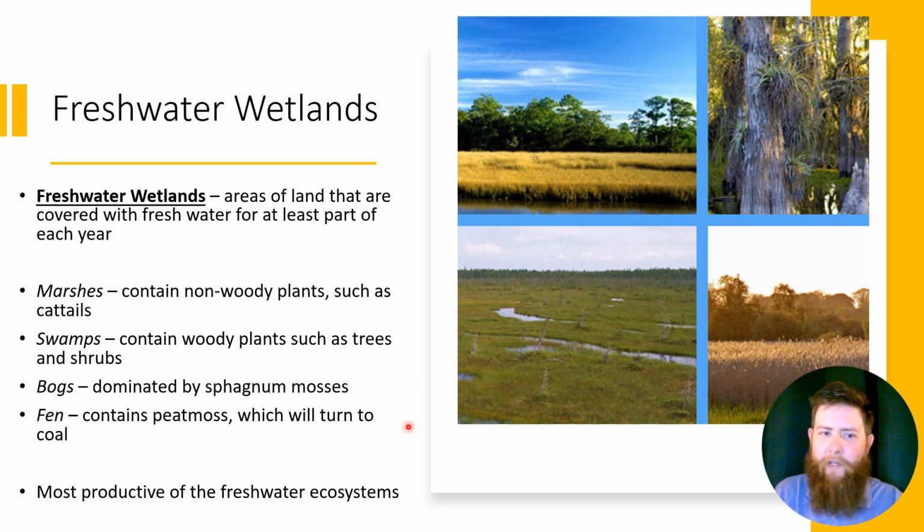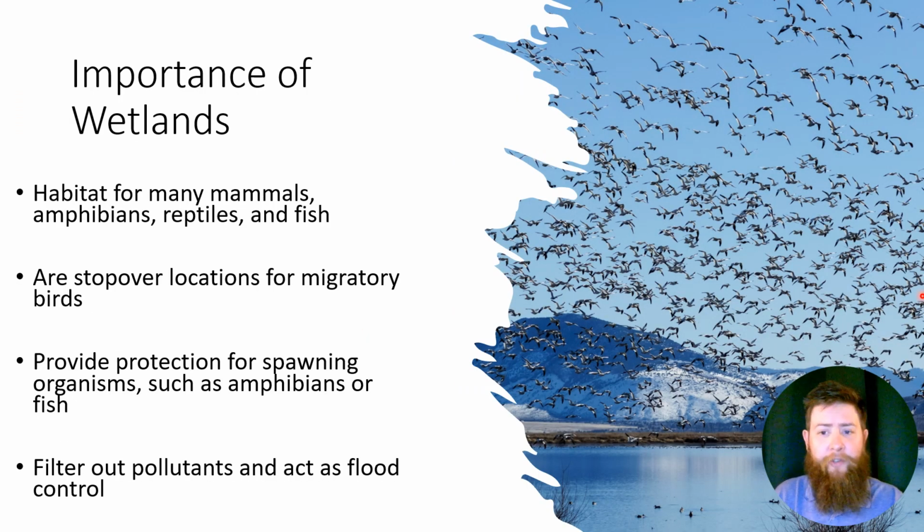So all four of these are examples of freshwater wetlands, and they are the most productive type of freshwater ecosystems. There are a lot of reasons that these are important. They are habitats for many mammals, amphibians, reptiles, and fish year-round. They're also stopover locations for migratory birds, like this picture here. They provide protection for spawning organisms, such as amphibians and fish, and they filter out pollutants and act as flood control. As water fills up in here, it holds a lot more water than a river would, so it protects areas around it from getting really high floods.